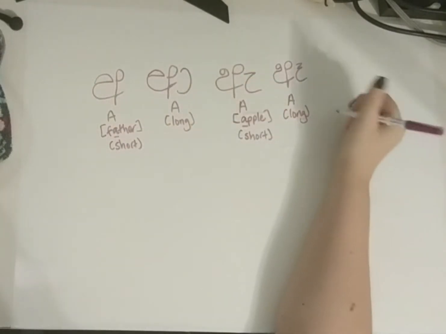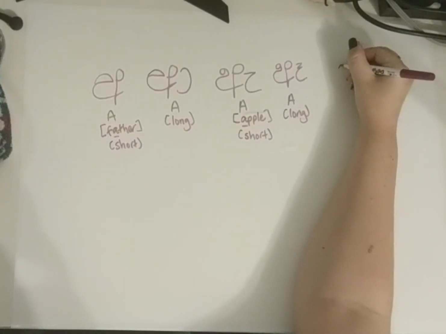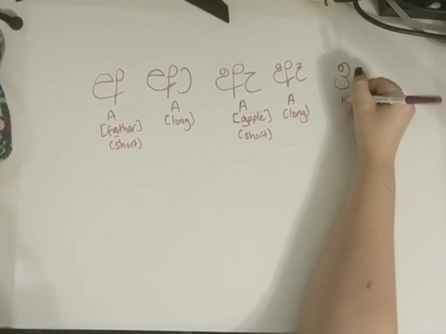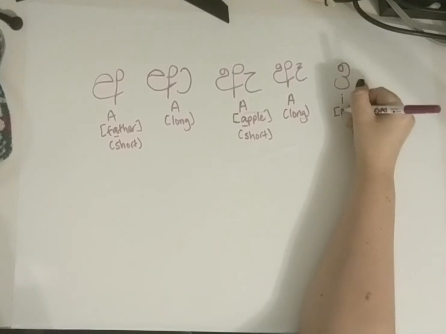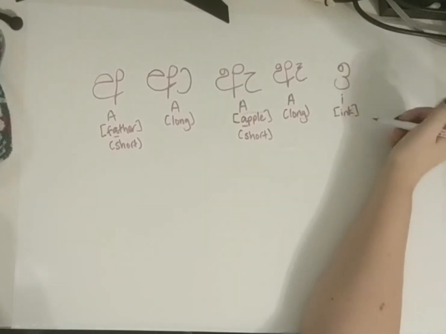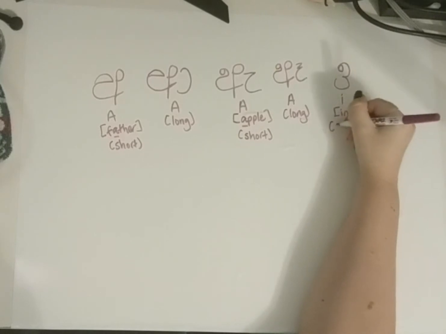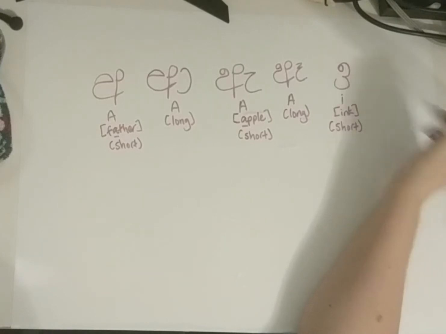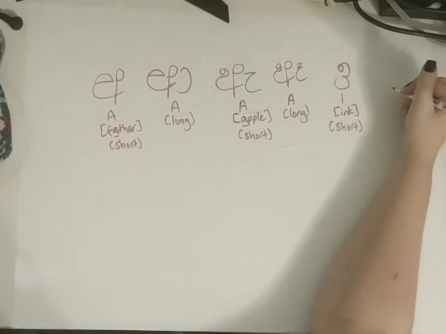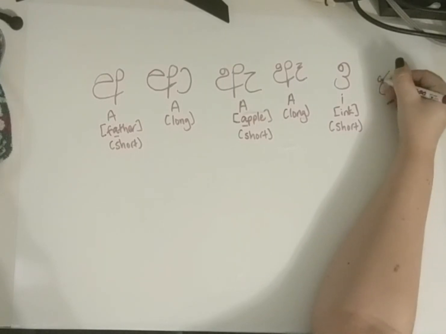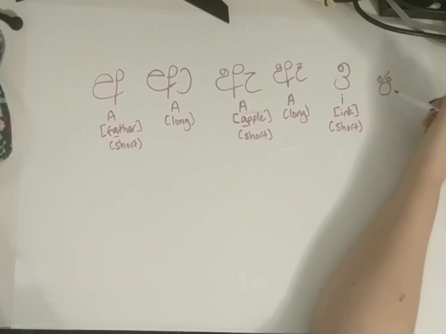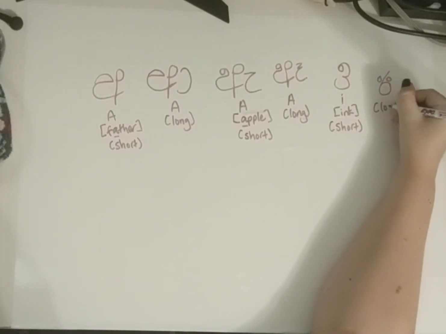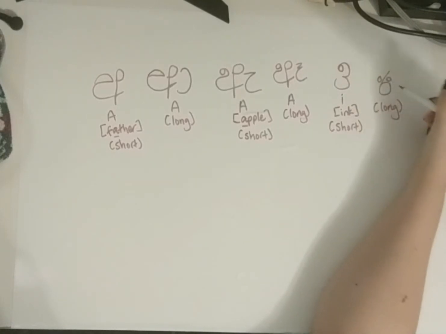Let's do some I's. So the I sound is an E, like in the word ink. E. And guess what? It's short. So what does the long E look like? It's actually really interesting. It looks like this. I don't know what these two have anything to do with each other, but that's what it is. So this is the long E.